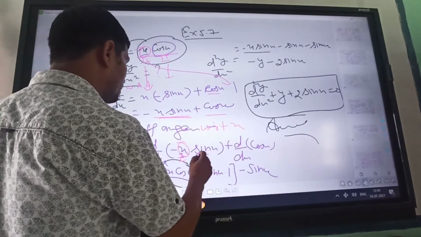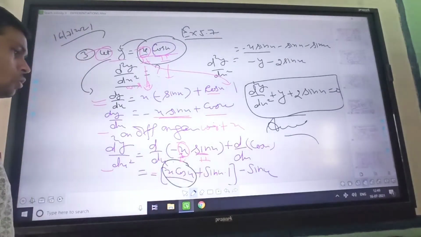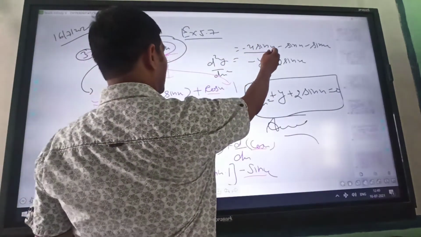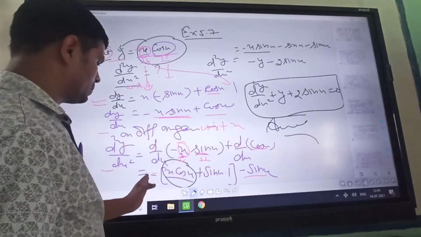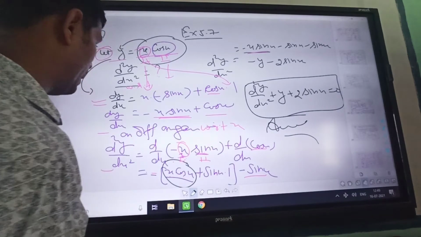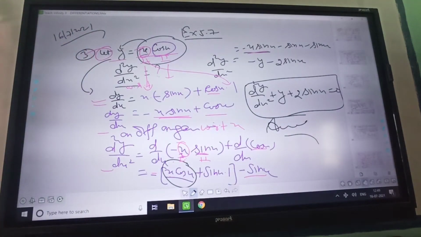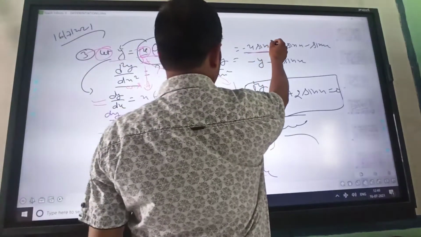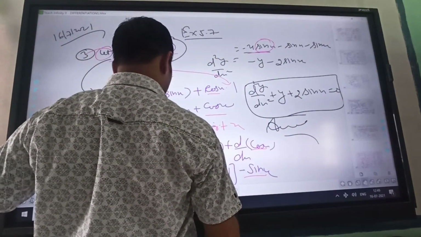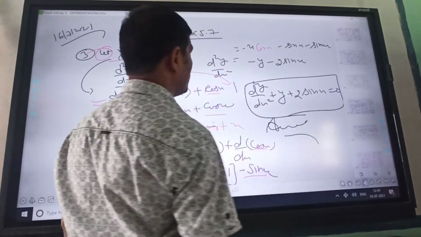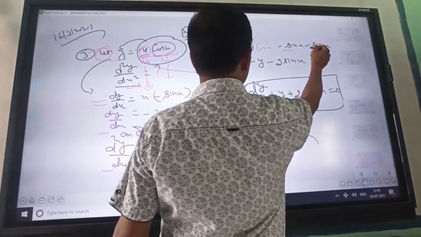Derivative of the first function here will be 1. The minus sign can be taken as common, and the derivative of cos x will be minus sin x. So after multiplying inside the negative sign, this gives us minus x cos x. This one is x cos x. I think there is a mistake: here it is not sin x, it will be cos x. So this gives us minus x cos x, minus sin x, minus sin x.